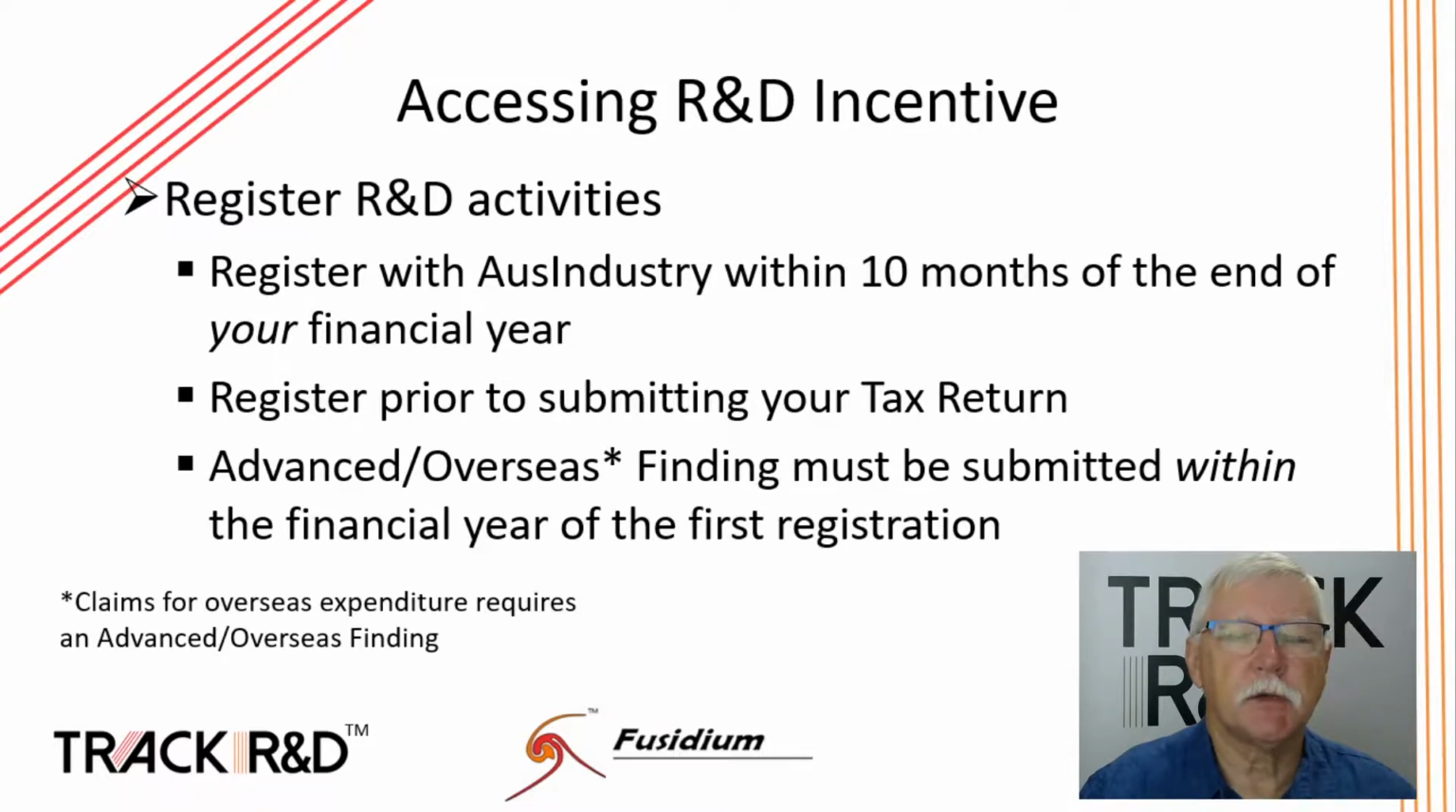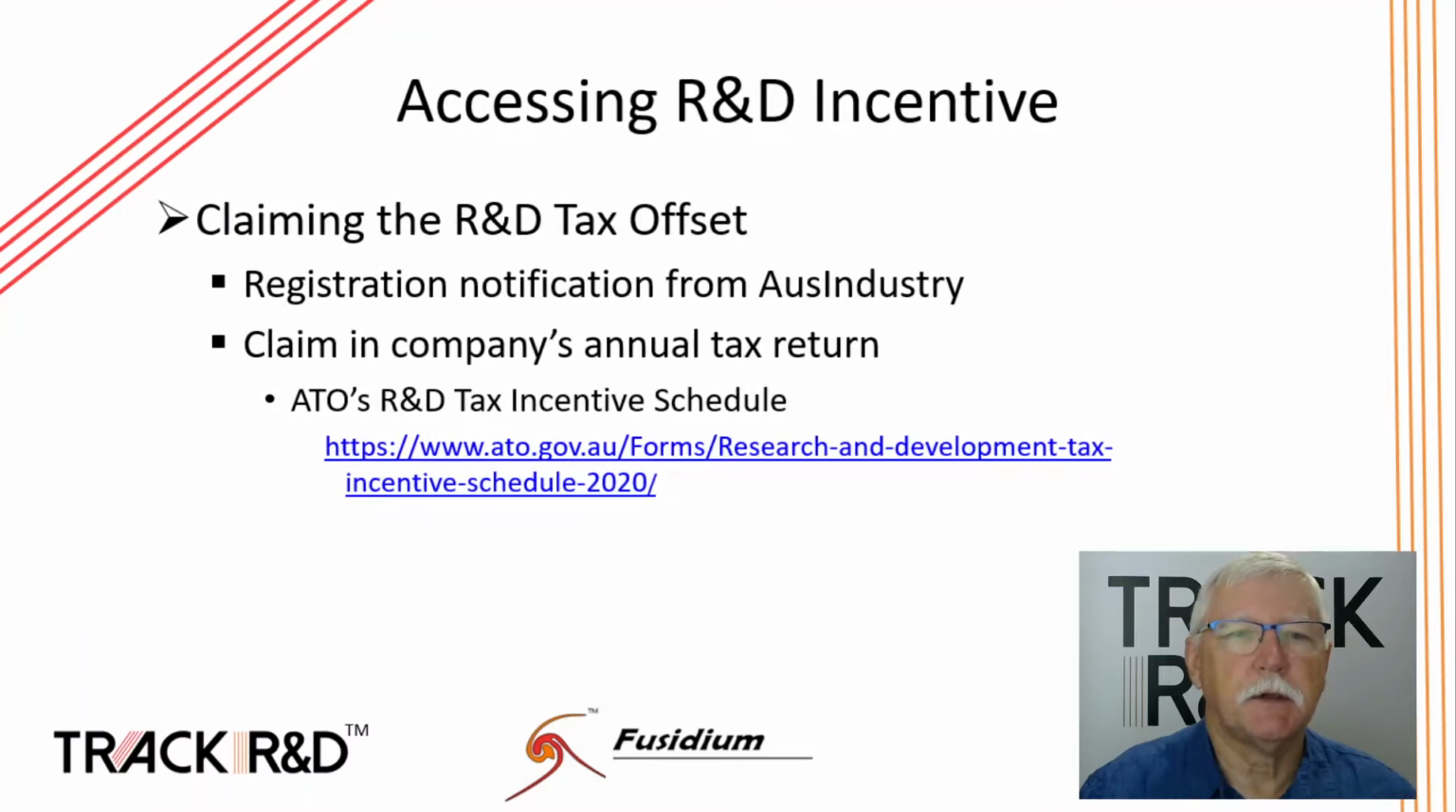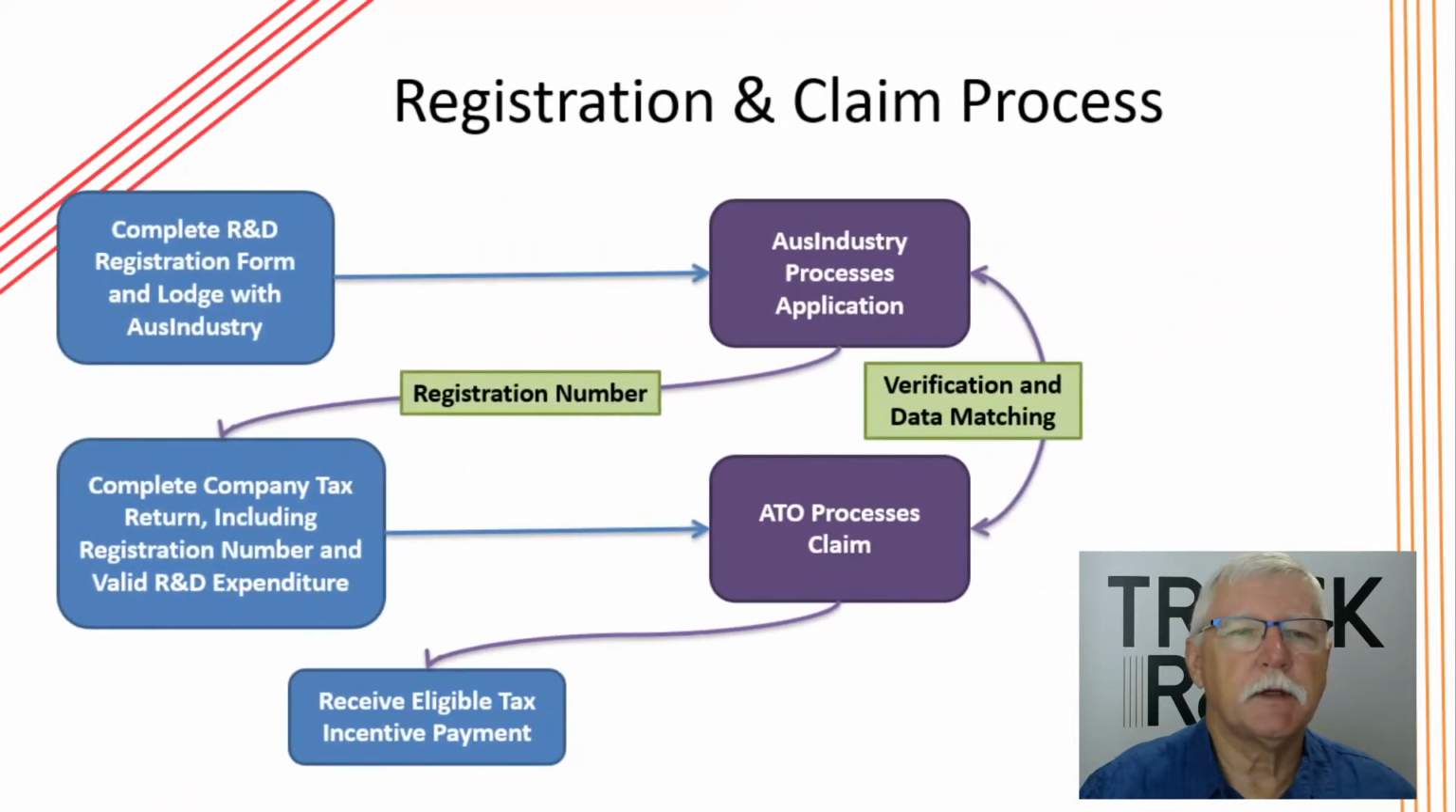Returning to the registration process, it is a two-step process. First of all, registration with AusIndustry, and then submission of the company's annual tax return. An example of the R&D tax incentive schedule can be found at the URL listed below. To put that all together in a diagrammatic form, you can see at the top left, the company completes the R&D registration form and lodges that with AusIndustry.